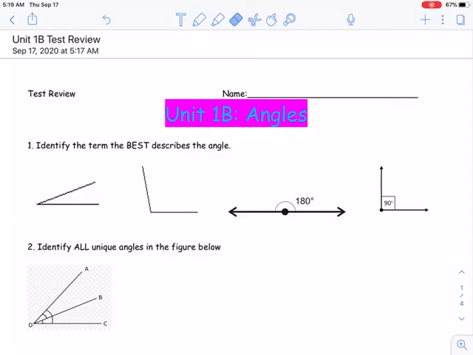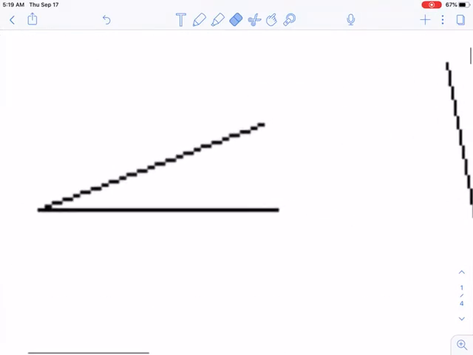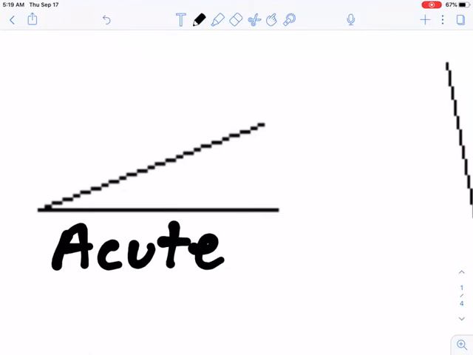Alright, ladies and gentlemen, we're here with the Unit 1B angles review. So first off, we're just going to dive in and start reviewing angles. Identify the term that best describes the angle. We got this angle right here. We're just going to classify it by looking at it, even though it doesn't have any degrees. I'm going to say it's acute.